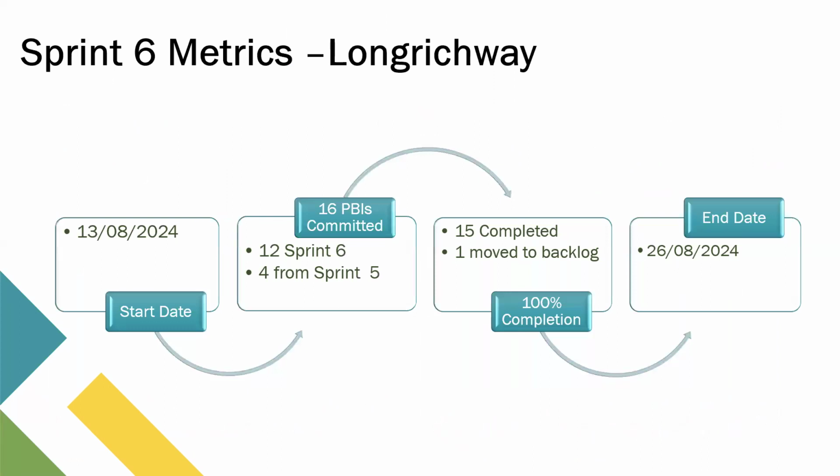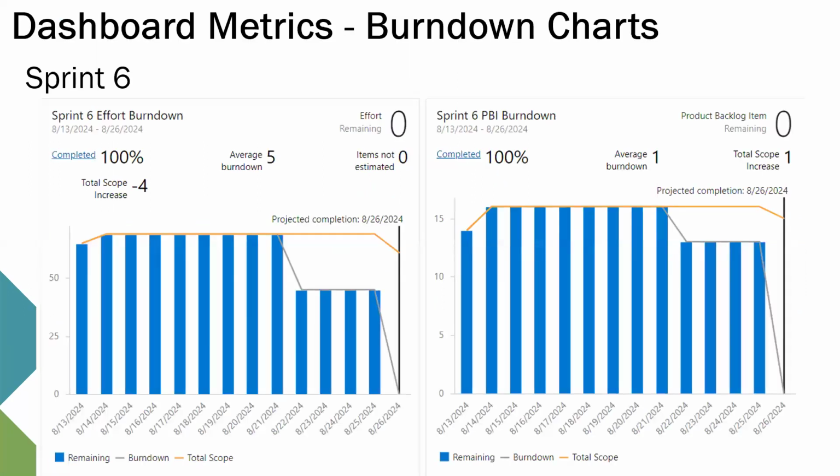We had 16 PBIs committed and 15 completed. One was moved back to the backlog because we do not have a PayPal account to test, and so we were instructed to move it back to the backlog. And this is our metrics. We were able to complete all our PBIs. There was 100% completion.